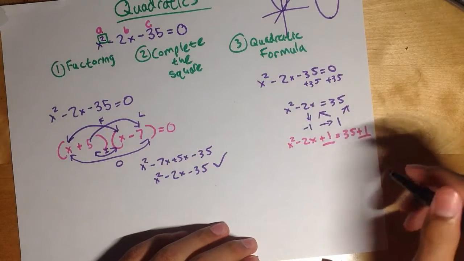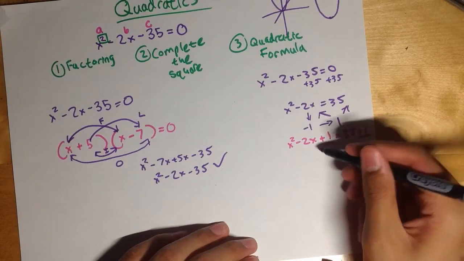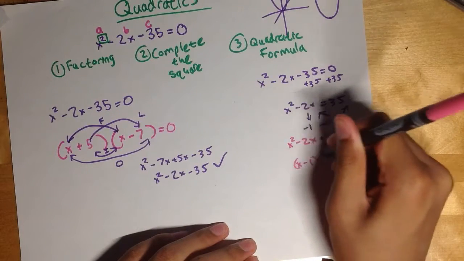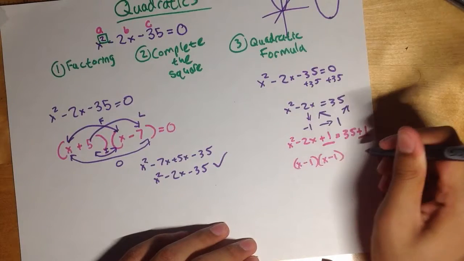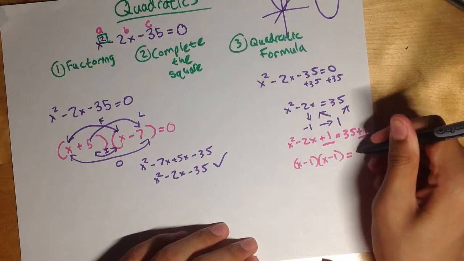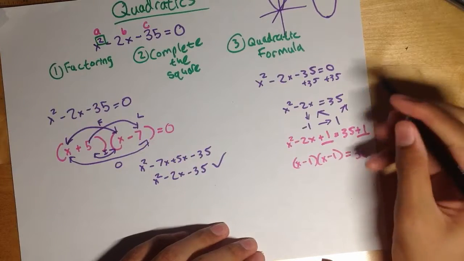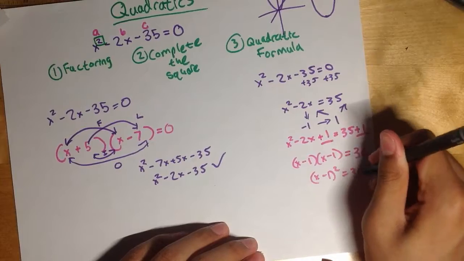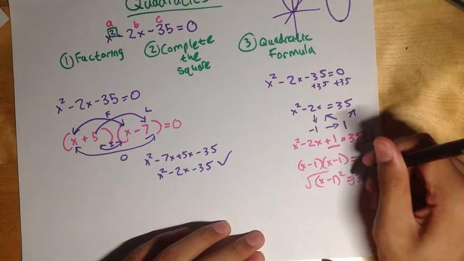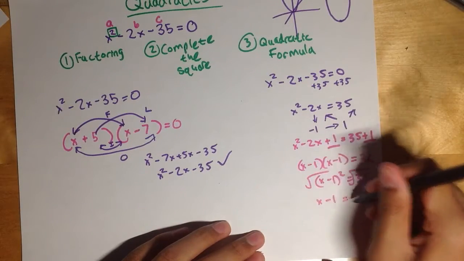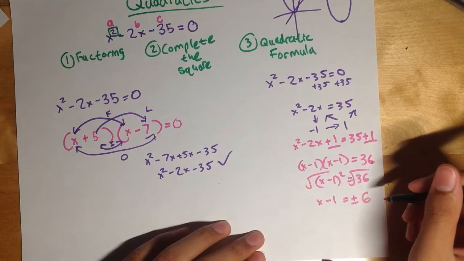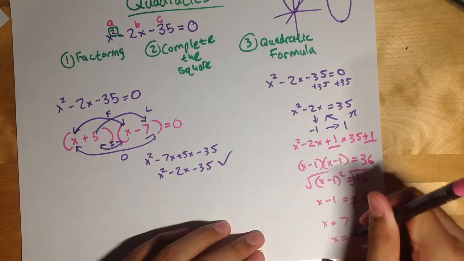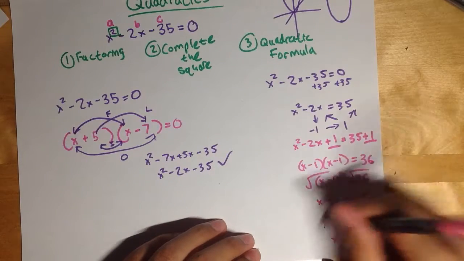So what does this do for you? Well, x squared minus 2x plus 1 can be factored. It's the same as x minus 1 times x minus 1, and you can FOIL that out if you don't believe me. So that equals 36. Well, x minus 1 times x minus 1 is x minus 1 squared equals 36. And now you can square root both sides. x minus 1 equals plus or minus 6. So x equals 7 or x equals negative 5. And there you go.